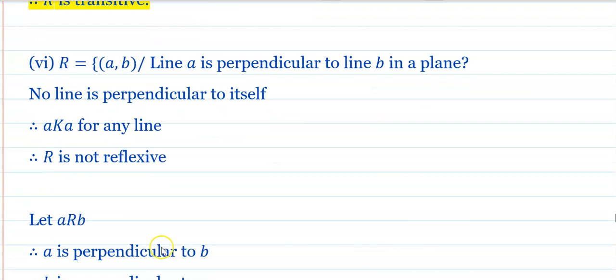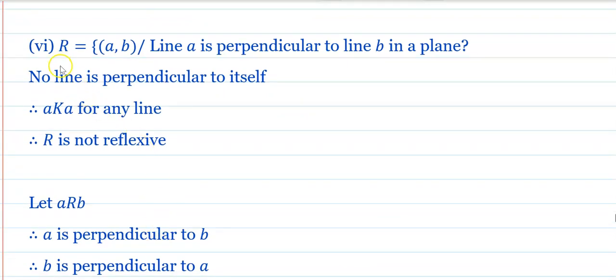Okay. Now the next relation, 6-1: R is equal to, in bracket, A comma B, where line A is perpendicular to line B in a plane. Okay.